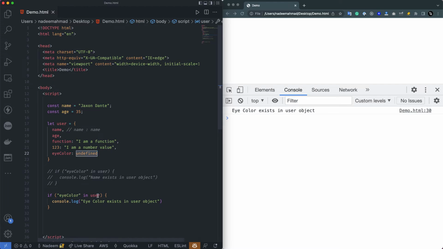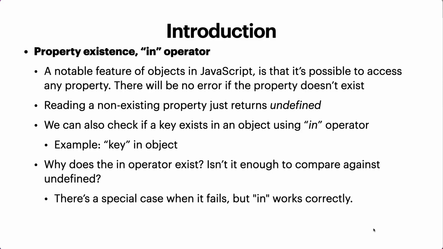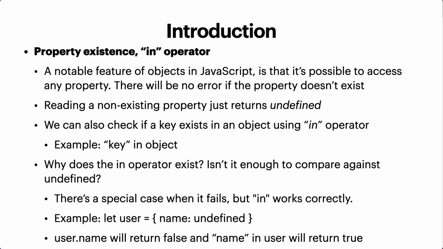So if you are directly saying user.eyecolor, then it is basically referring to the value of the property eye color and not the property itself. So that's why we have to be a little bit careful about making use of this dot operator. Instead, if you are curious about knowing whether the property itself exists on the user object, then just make use of the in operator. Example is this, and you can see I already explained this to you. user.name will return false and name in user will return true.